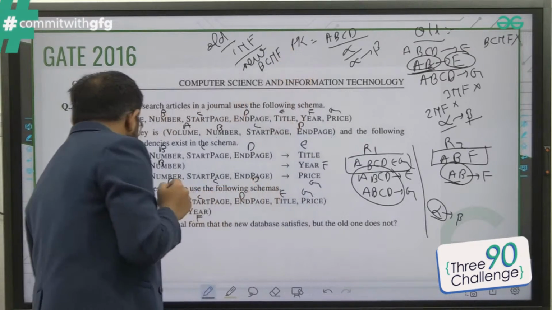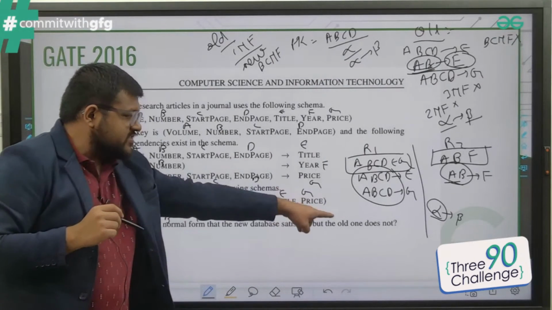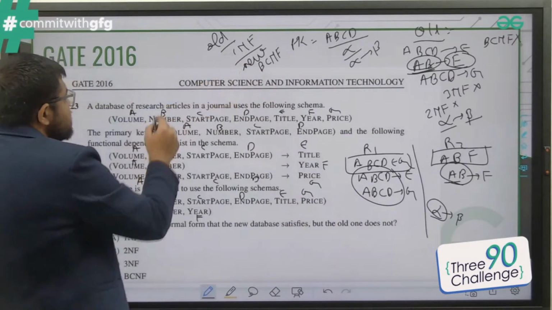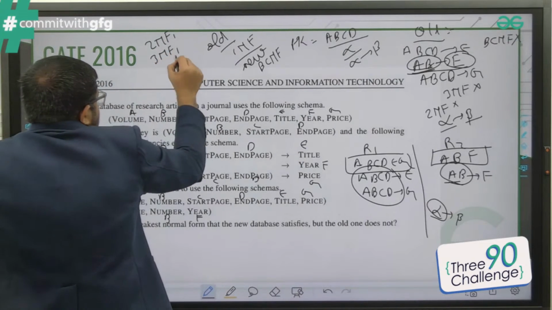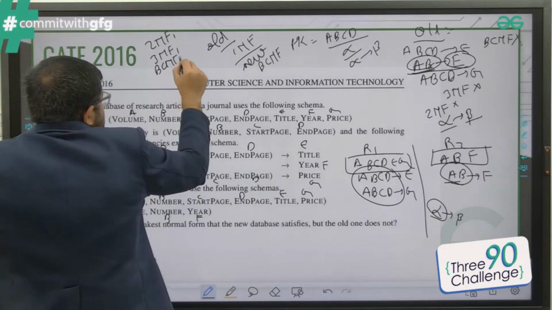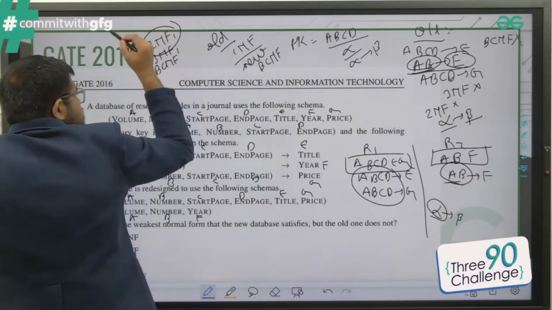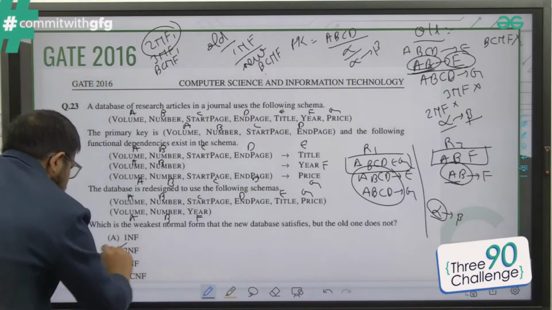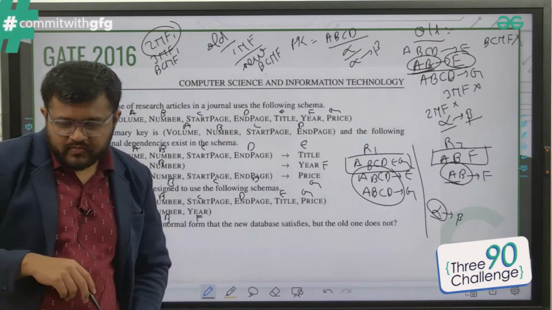Now what does the question ask? What is the weakest normal form that the new database satisfies but the old does not? Now new satisfies 2NF, 3NF, and BCNF, which the old does not. But out of these, which is the weakest? Weakest is 2NF, satisfied by new but not by old. So your answer will be 2NF, not BCNF. Okay, be clear. Don't make such mistakes.